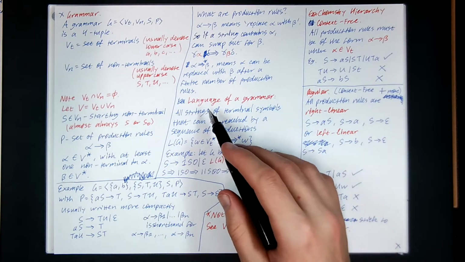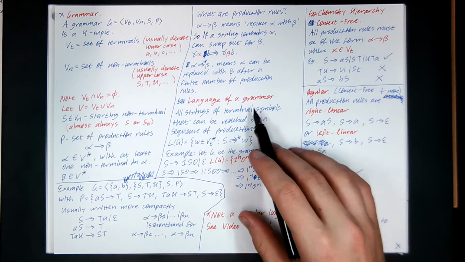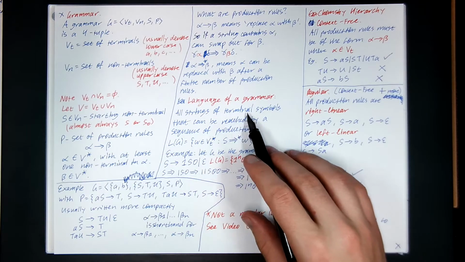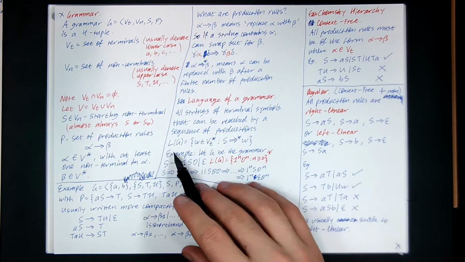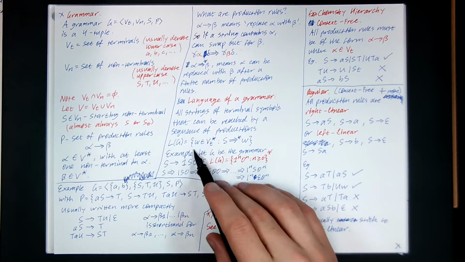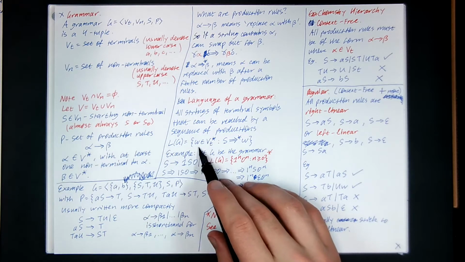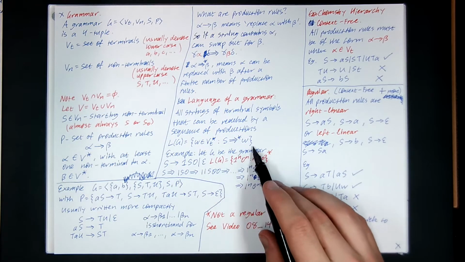And secondly, how do we define the language of a grammar? The language of a grammar is any possible string of only terminal symbols that can be reached by a sequence of productions. So formally, L of G is the set of all strings w of terminal symbols such that from S, some sequence of production rules gets me to w.